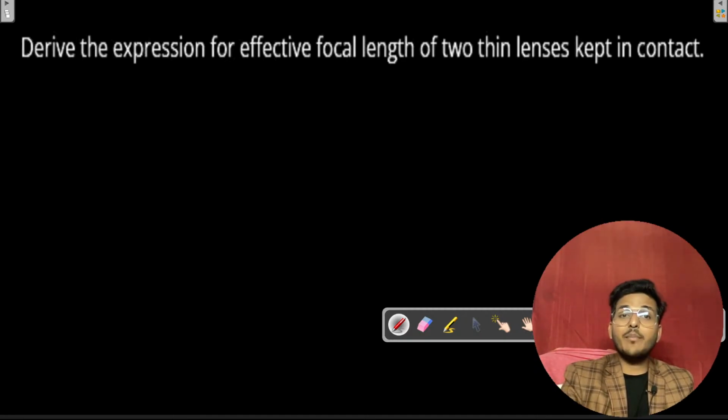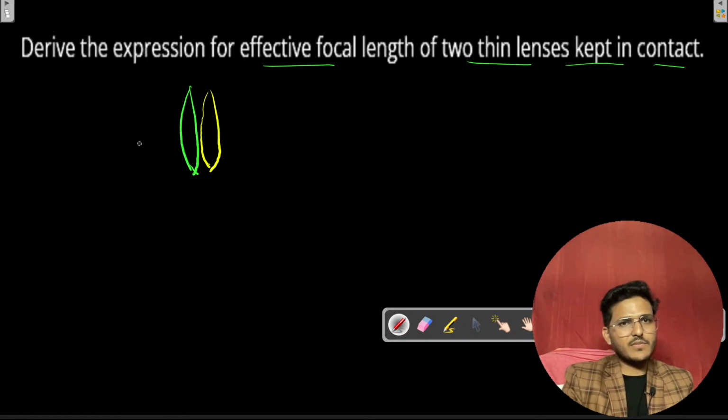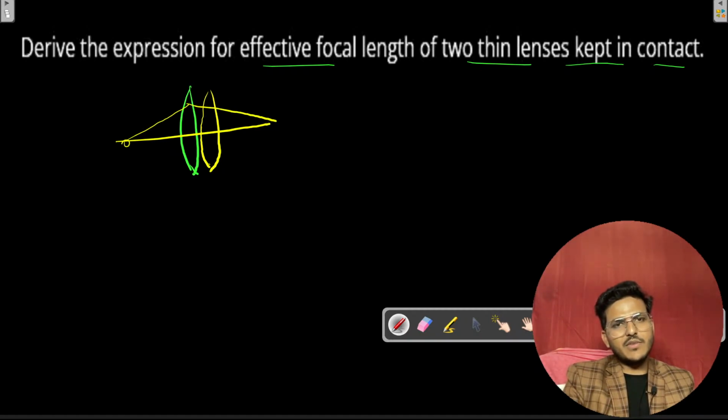This is also a very important question from your model sample, right? See, derive the expression for effective focal length of 2 thin lenses kept in contact. If I'm considering 2 lenses, this one is the first, this one is the second, right? For the first one, the focus is this one, right? This is called V dash. And this one is V. The final image is this one.